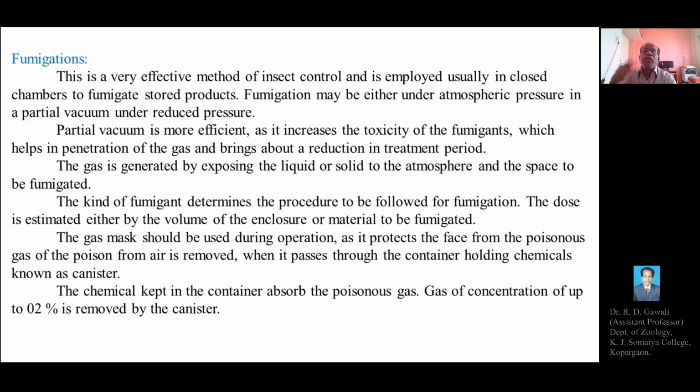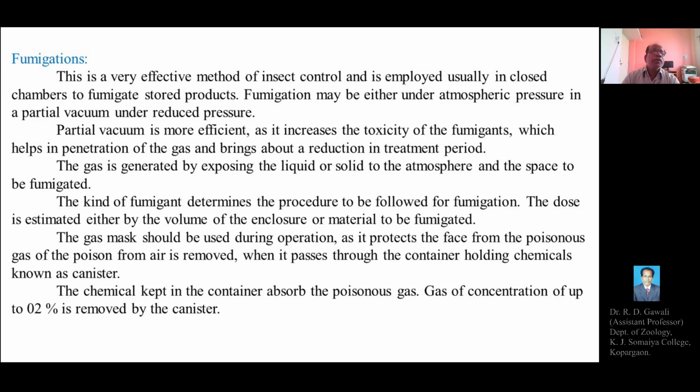So the third category or type of pesticide is fumigants, which are applied in the form of gas or fumes, toxic gas or the fumes of the fumigant. The application of the gaseous pesticides or the fumigant pesticides is called fumigation. Application of the fumigant in the gaseous state is called fumigation.